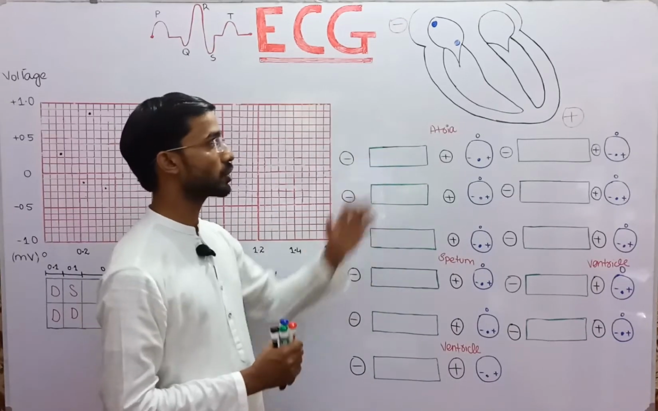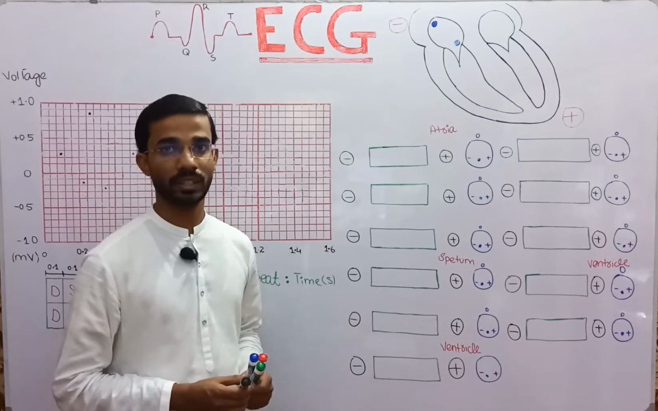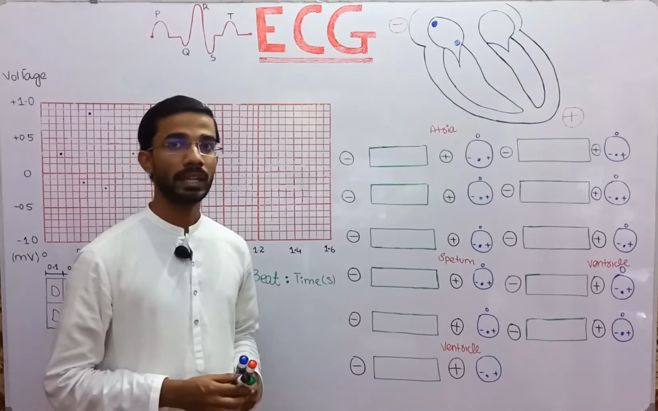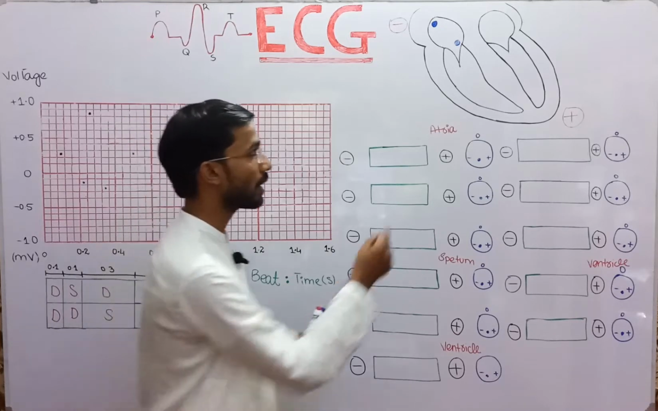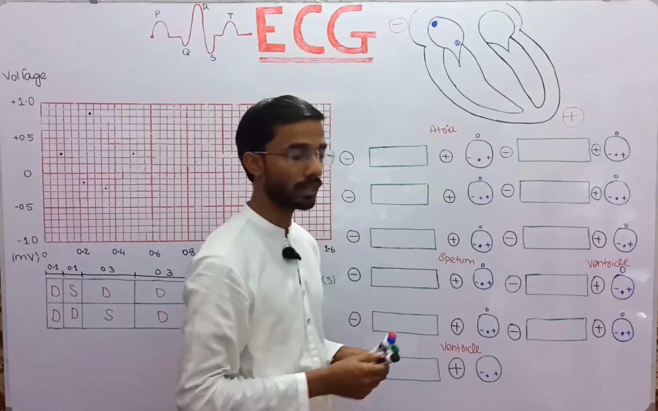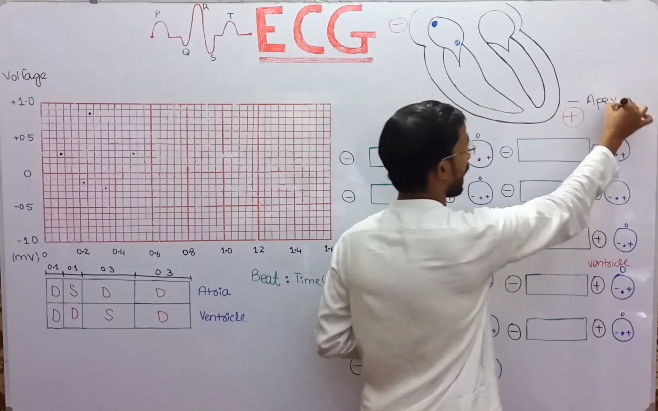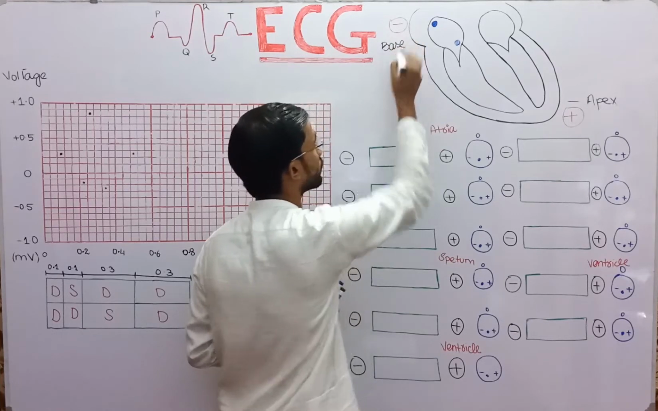Actually, this is the structure of the heart. If someone wants to measure the electrical activity of the heart, then one will put two electrodes, one at the apex of the heart. Here is the apex, and one electrode will be at the base of the heart.